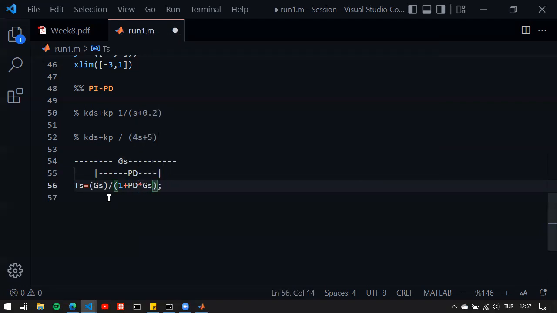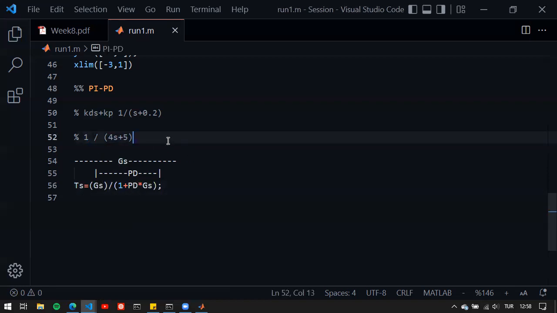This would be the closed loop here: GS divided by 1 plus PD times GS. In this case, this numerator part will not be present here. But since the denominator part is the same, we will get again the same characteristic polynomial. But then we wouldn't have that. We would have 1 divided by 4s plus 5.